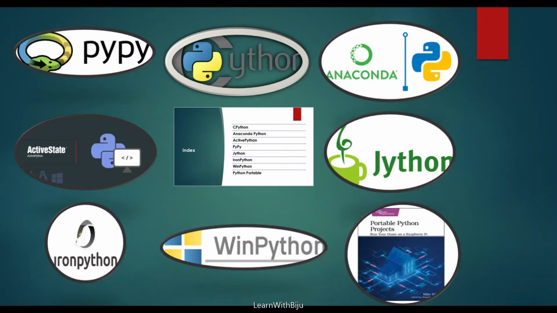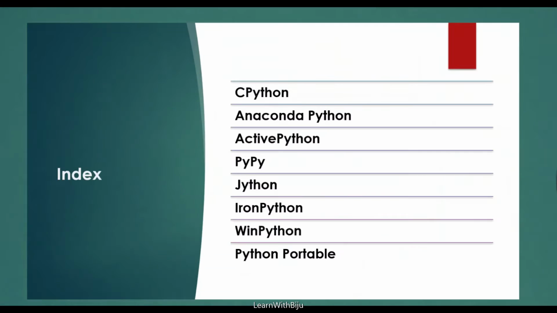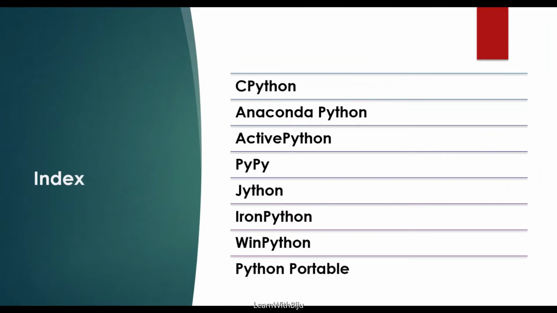I'm going to explain the 8 different Python distributions that we can use in our application: CPython, Anaconda Python, ActivePython, PyPy, Jython, IronPython, WinPython, and we also have Python Portable. Let's go into each distribution and see what their use cases and limitations are.